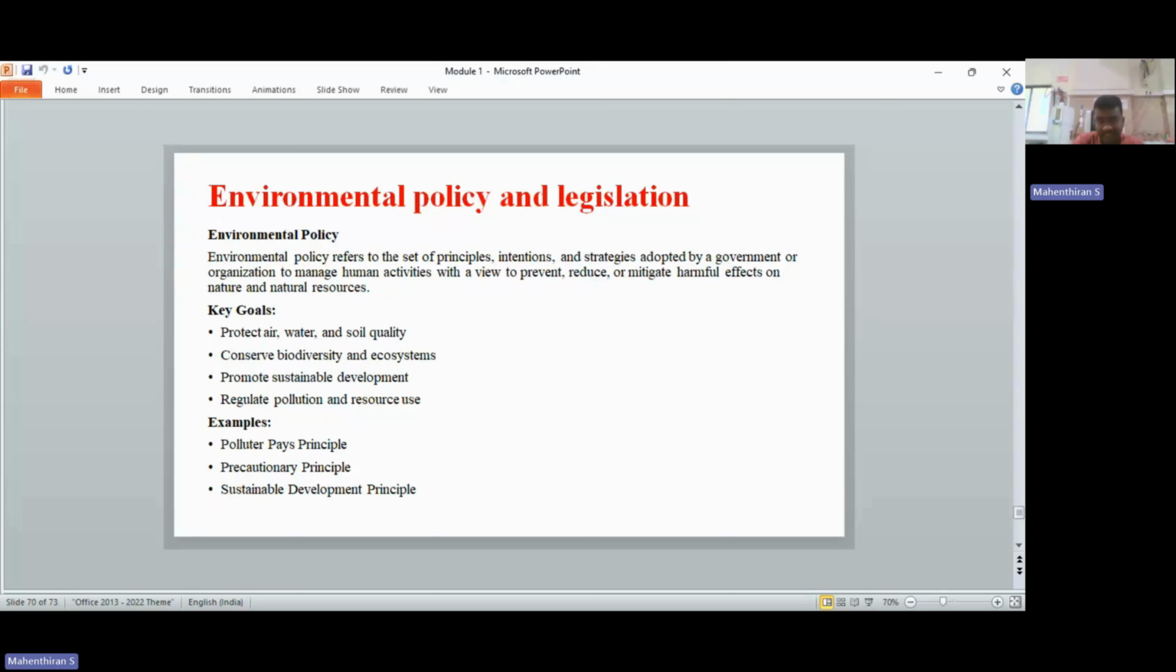The precautionary principle states that if an action or policy has a potential to cause serious or irreversible harm to the environment or human health, lack of full scientific certainty should not be used as a reason to postpone that action. And the third one is the sustainable development principle. We have discussed this a little bit earlier. The sustainable development principle recognizes that environmental protection, economic development, and social development are interconnected, and these must be pursued together. So this is about that.